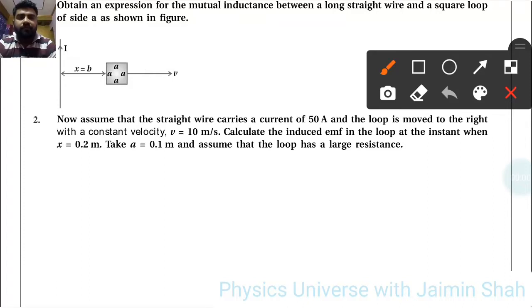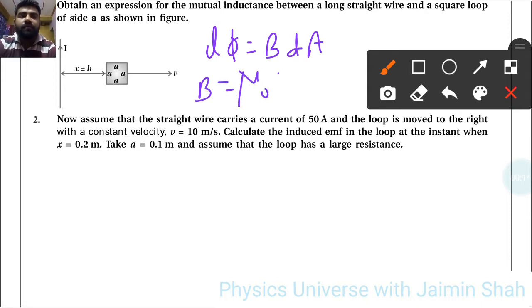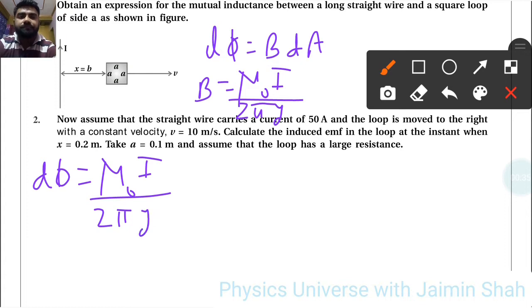Obtain an expression for the mutual inductance between a long straight wire and a square loop of side a, as shown in the figure. We know the formula dφ is equal to B dA. Now B is equal to μ0 I upon 2πy. If N turns were there it would be μ0 N I upon 2πy, but here it is a square loop, so μ0 I upon 2πy. So dφ is equal to μ0 I upon 2πy dA.